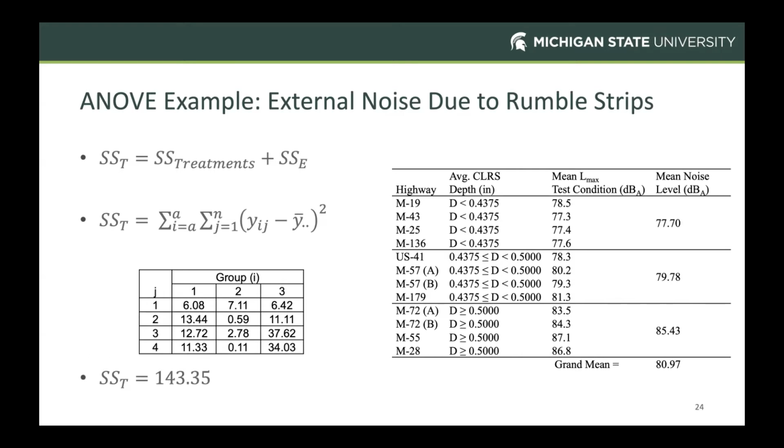And so as we work through the calculations for SS treatments and SS error, you don't necessarily have to calculate each of these three quantities individually, but I would strongly encourage you to do so because that allows for a check at the end that the calculations for SS treatments and SS error actually correspond to the same total sum of squares, okay?